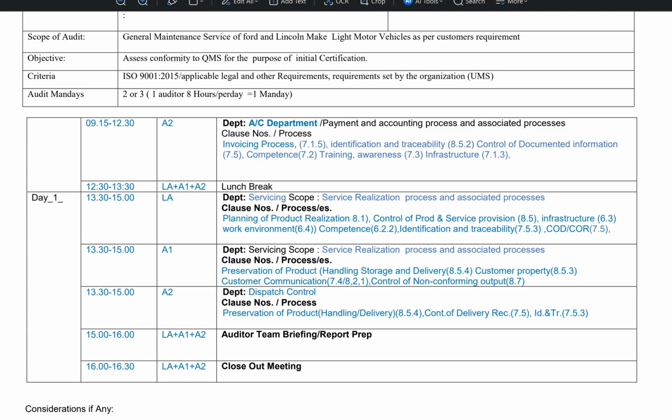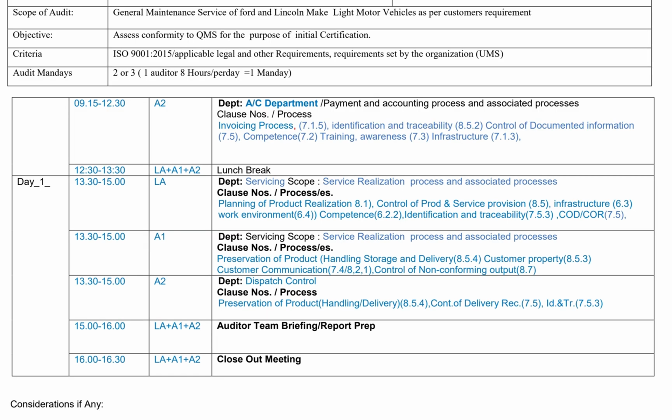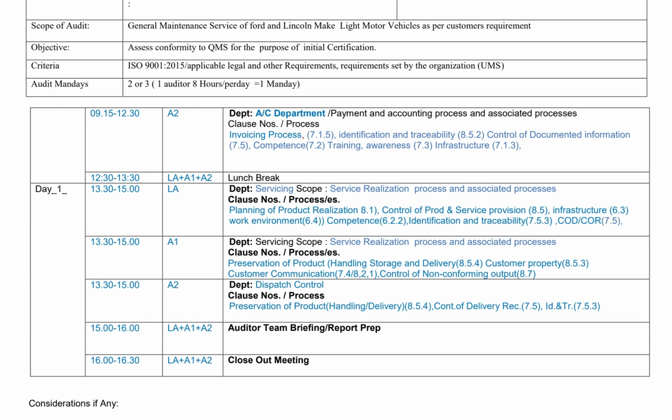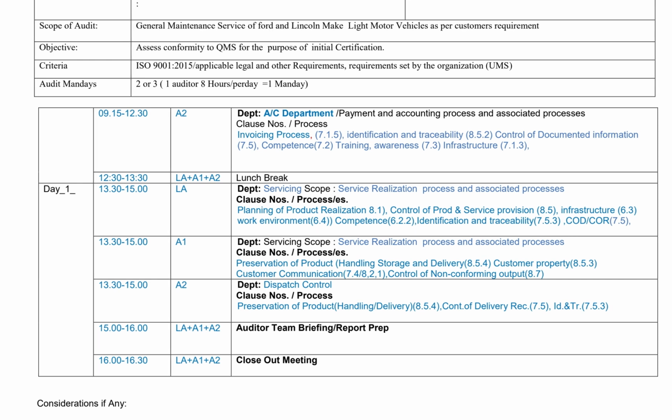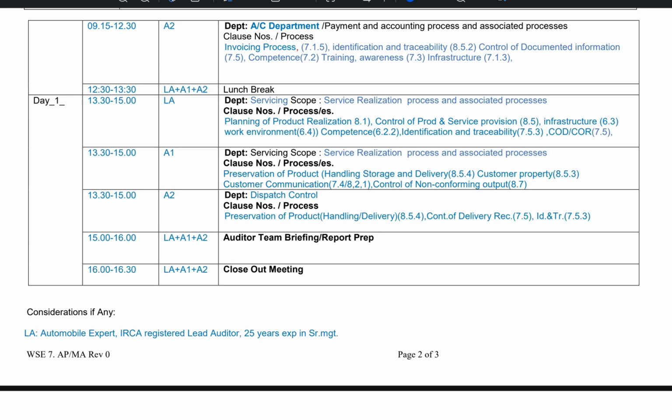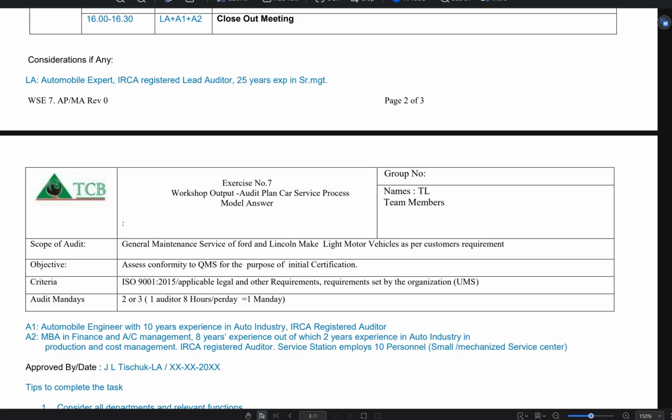And possibly by 3 o'clock to 4 o'clock, 1 hour, the 2 auditors plus the lead auditor. So there are 3 auditors, it will be 3 mandates. The 3 auditors are doing audits independently in different departments. Finally, these 3 auditors meet together for 1 hour, discussing their findings, preparing the report, and also talking to the representative of the client organization. And then 4 o'clock to 4:30, they perform the closing meeting. And that is how the audit plan is prepared.